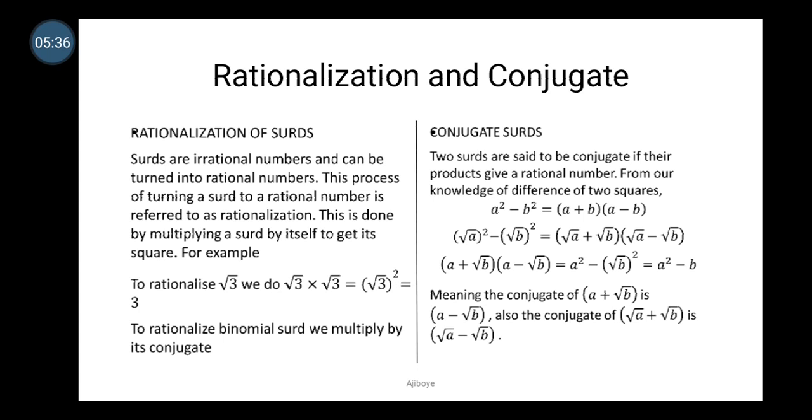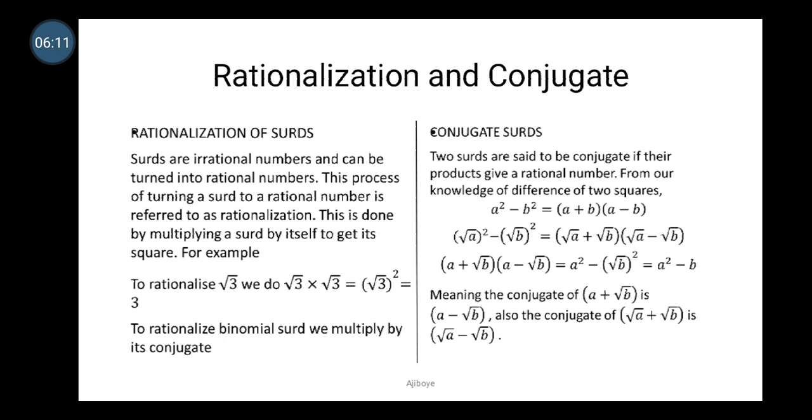For instance, the square root of a plus the square root of b. The conjugate will be the square root of a minus square root of b. I'll say that again. Surd a plus surd b. The conjugate of surd a plus surd b is surd a minus surd b.